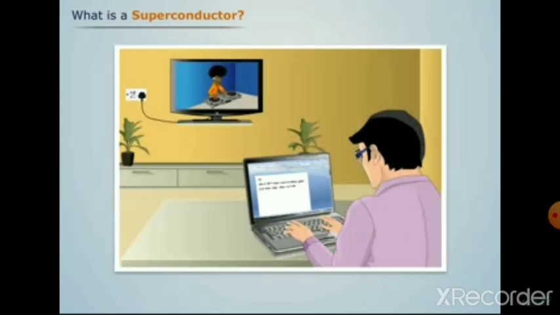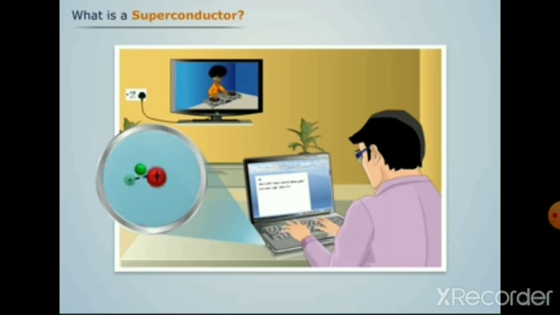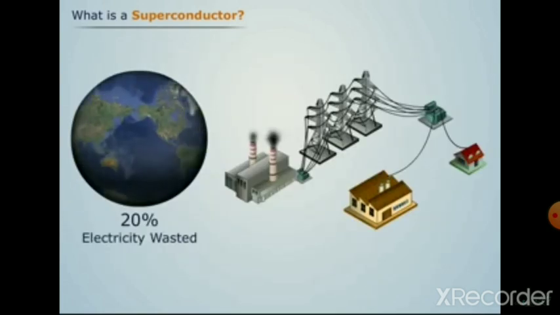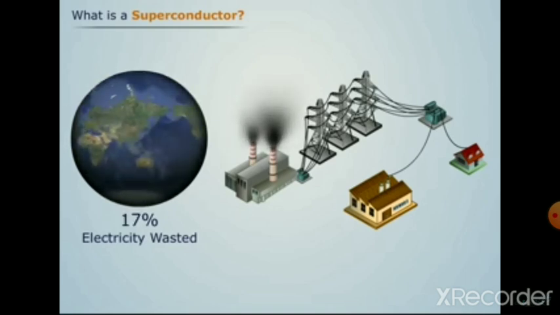Let us discuss how. When we analyze the devices, we find that they are composed of vibrating positive ions and free electrons. These vibrating positive ions offer resistance to the flow of free electrons in the form of collisions. This causes the loss of energy in the form of heat. Note that about 20% of electricity generated worldwide is wasted due to the resistance of wires and devices. So you can imagine how much electricity we can save if we can reduce the resistance of the material.